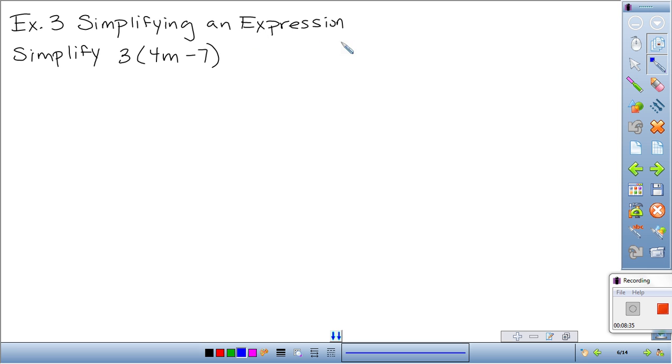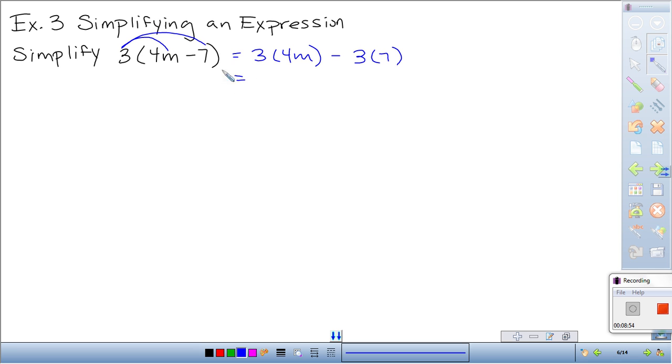Example 3, simplifying an expression. So we can't really solve it. All we can do is simplify. So we're going to distribute. 3 times 4m minus 3 times 7. Again, you can start skipping this step if you're ready. So 3 times 4m, that's 12m. 3 times 4 is 12, tack on that m, minus 3 times 7 is 21.